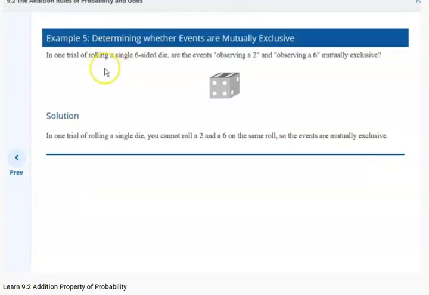Example 5. In one trial of rolling a single six-sided die, are the events observing a 2 and observing a 6 mutually exclusive? And the answer is yes. Now, keep in mind that we're talking about the number that comes up on top, because notice in this picture you can see the 6 and you can see the 2. But in looking at a die, we think of the face surface that is up on top.